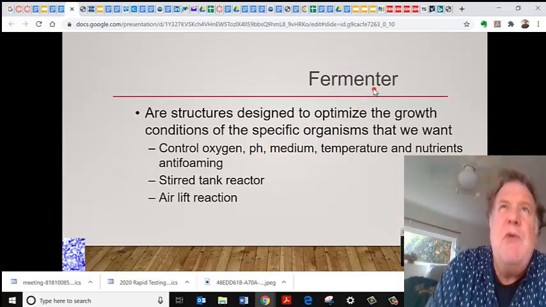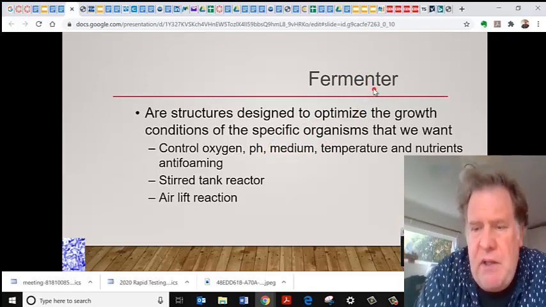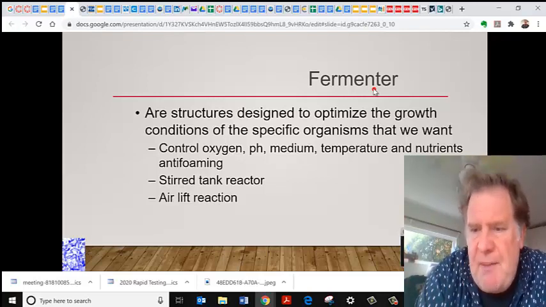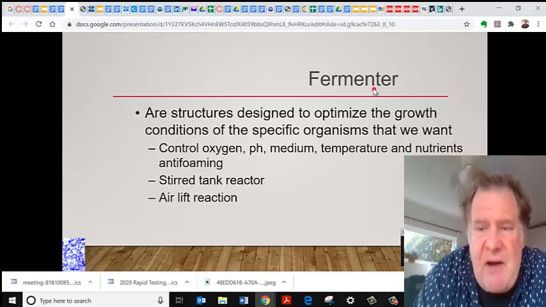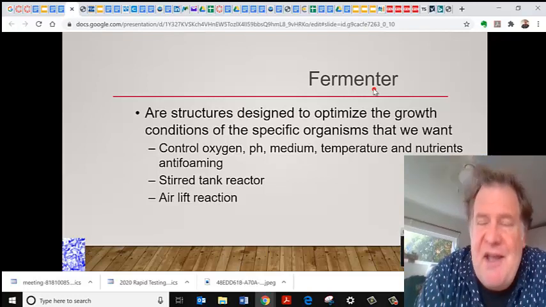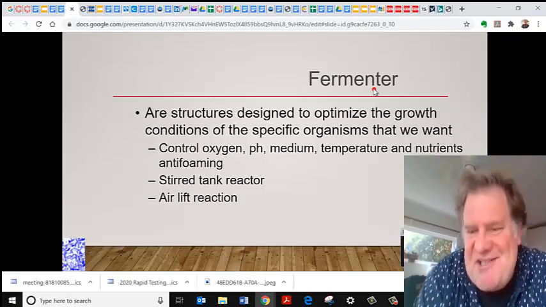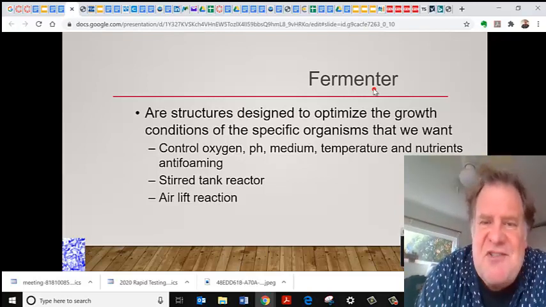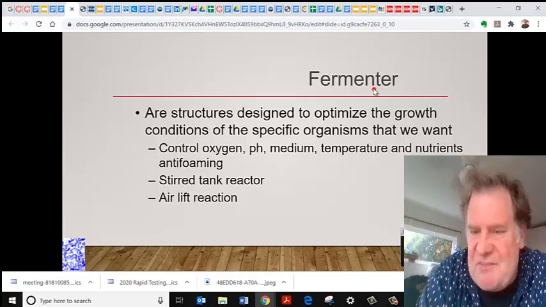How do we use microorganisms right now? Right around the Second World War, we saw the production of fermenters, so we were able to make large pressurized tanks. I think some of this came from the aircraft industry, where they made pressurized tanks that fly through the air. If you take that same pressurized tank and blow air through it, you can grow microorganisms in it. Fermenters are structures designed to optimize the growth conditions of the specific organisms that we want.